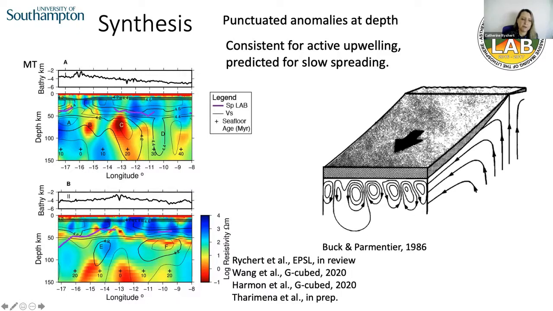This could be because they're quite young, or it could be because we have this interesting long offset transform at the Romanche in the north, which is not really well known, and we need to study the ocean lithosphere more to determine this.